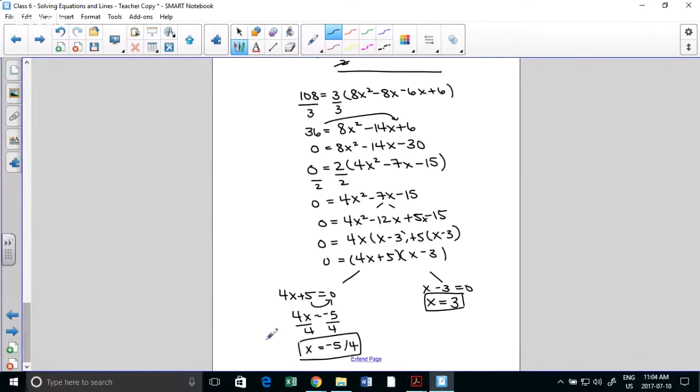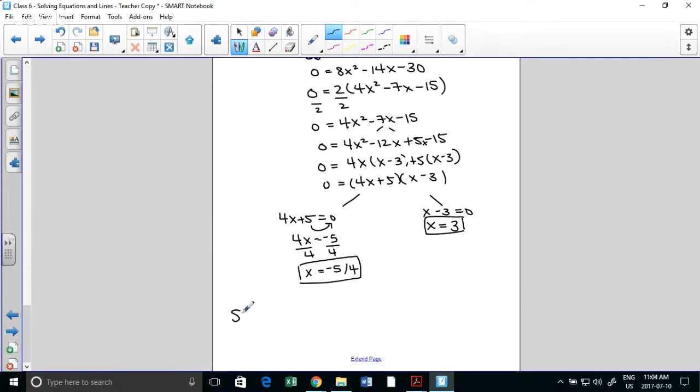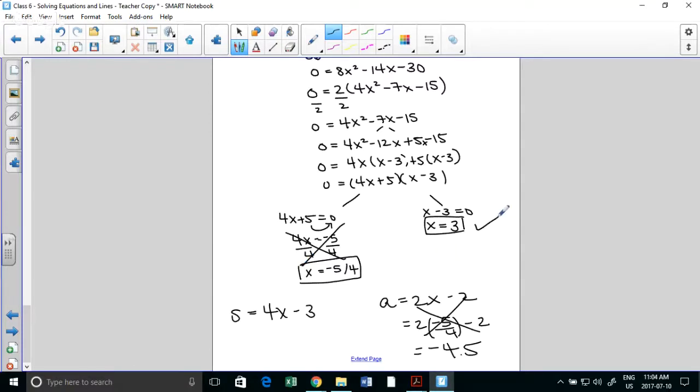So in this case, your side measure is 4x minus 3, and your apothem is 2x minus 2. So if I plug this in, this gives me negative 4.5. Does it make sense to have a negative side measure? Nope. Which means that this is not a legitimate possibility. So my only solution is x equals 3.